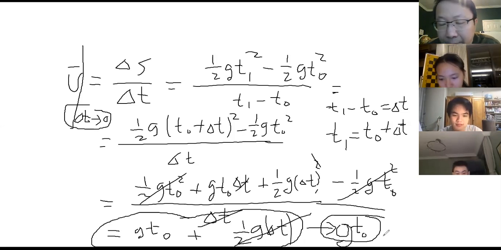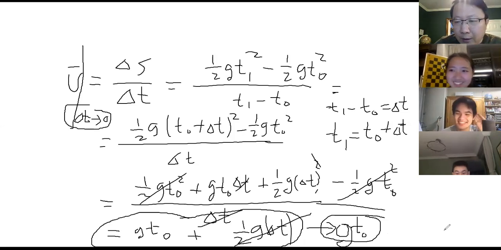Correct? Because g is 10, right? True? Our calculus teachers call this the poop equation because essentially everything you do is just to cancel out everything, just like poop. Right.